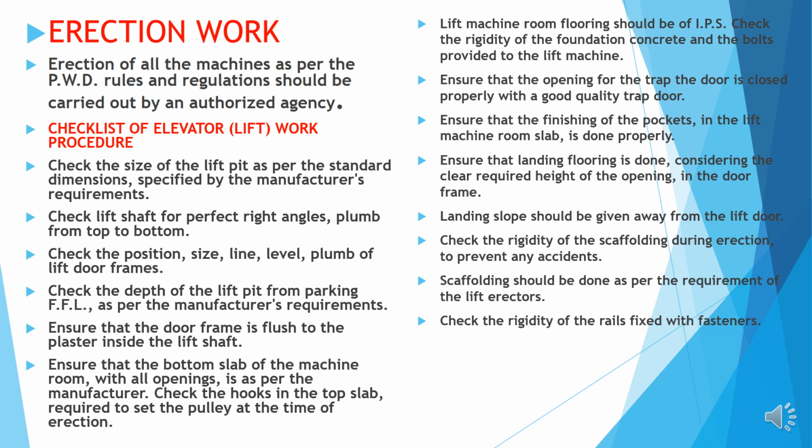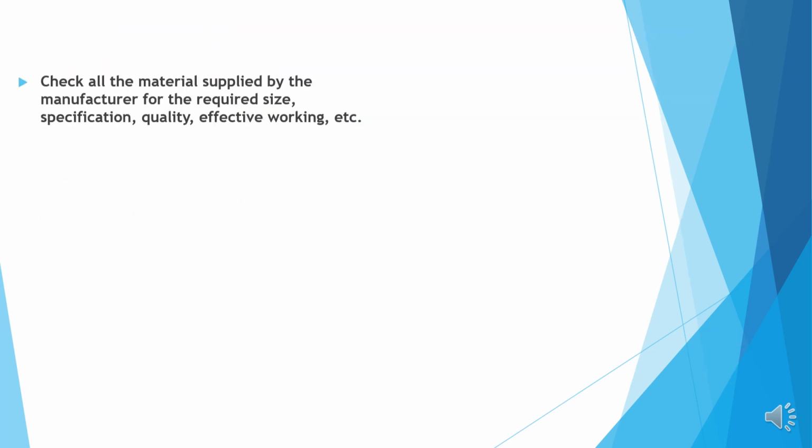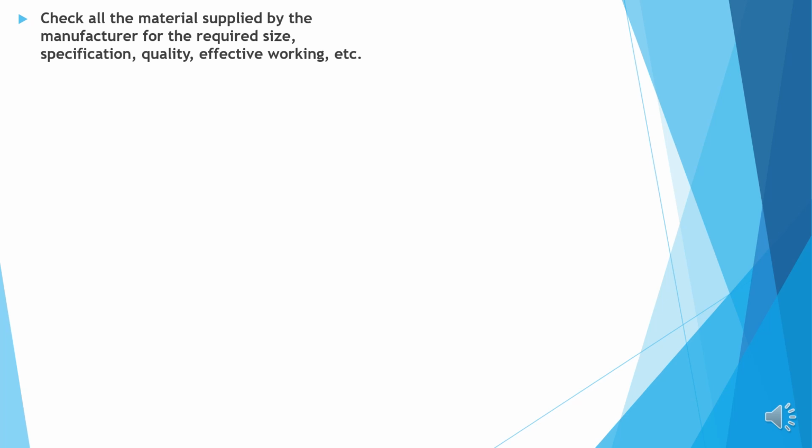Check the rigidity of the rails fixed with the fasteners. Check the alignment of the rail for being truly in plumb. Check the quality and size of the foundation concreting for buffer space. Check all the materials supplied by the manufacturer for the required sizes, specification, quality, effective working, etc.